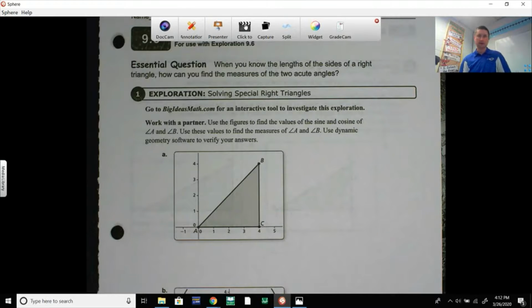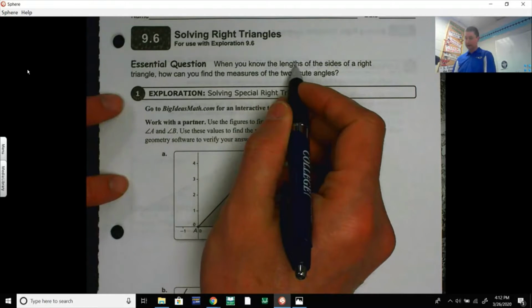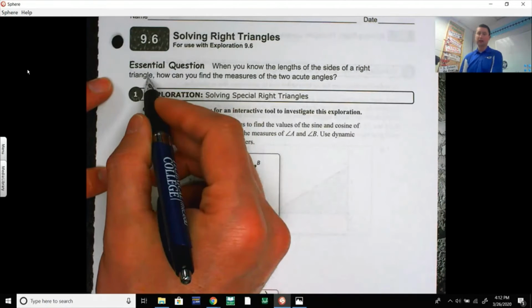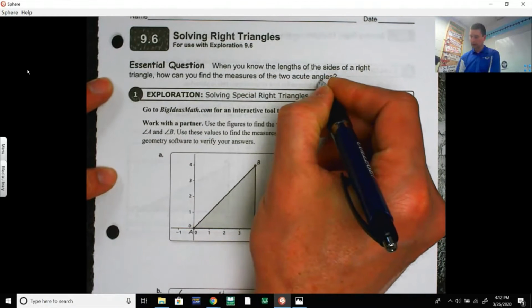So this is the third one in chapter 9. This is 9.6, solving right triangles. I hope the sine, cosine, tangent went okay for you. What we'll mainly look at here is when you know the lengths of the sides of a right triangle. So now you know the sides. How can you find the measures of the two acute angles?